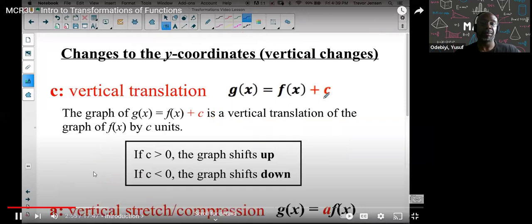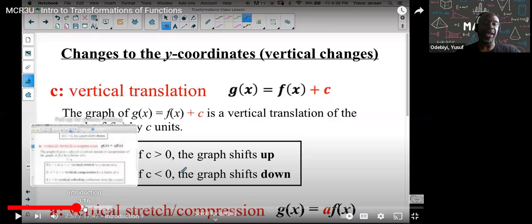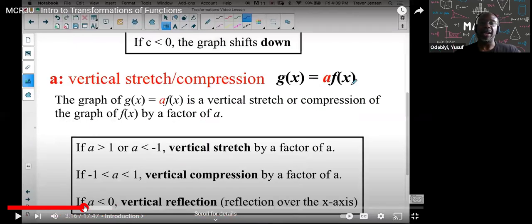So C is just going to shift the graph. I'm going to fast forward some of this stuff because we know some of it from last year. C moves up and down, so we can fast forward that. Your A compresses it, so we know that from last year too, or stretches it.